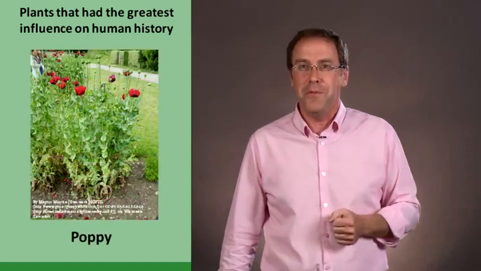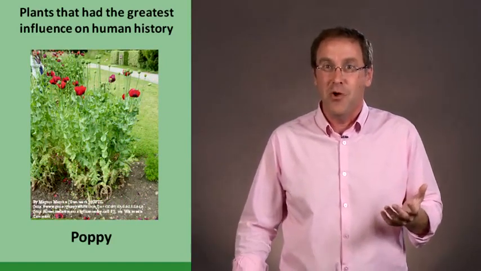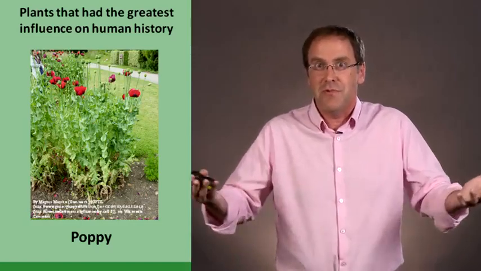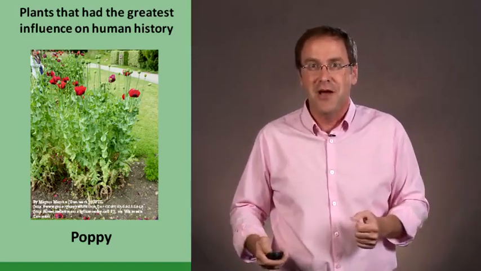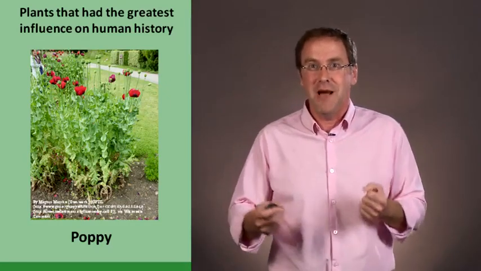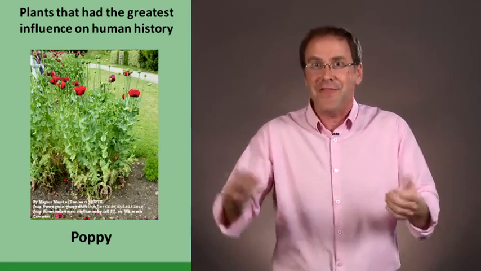How about the opium poppy? Well, I guess you can understand how the opium poppy affected history. One, it allowed for the first analgesics, painkillers, which has affected all of modern medicine, but also affects modern history with the drug problem. So of course, here we see one plant making one chemical affecting both good things and bad things in human history.